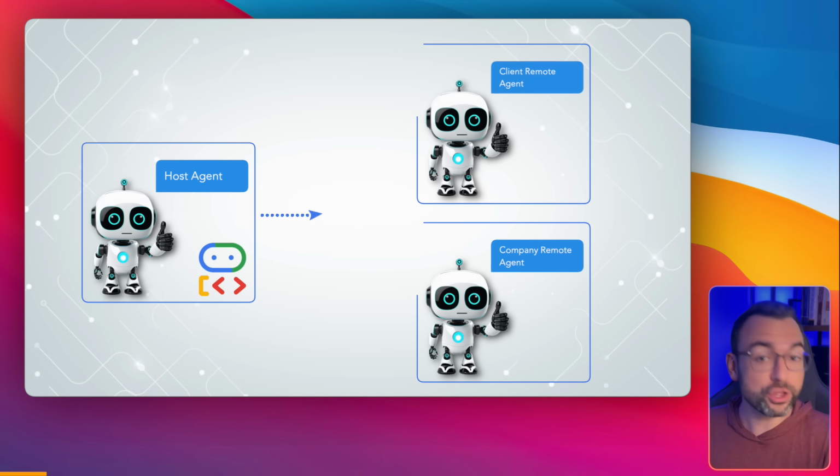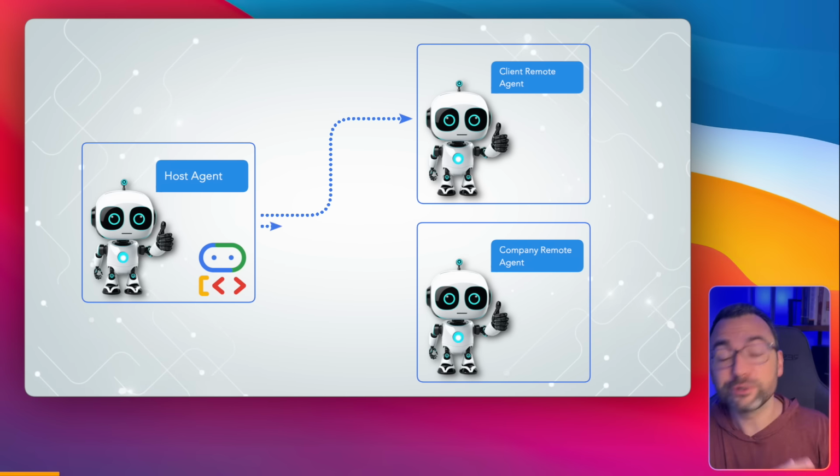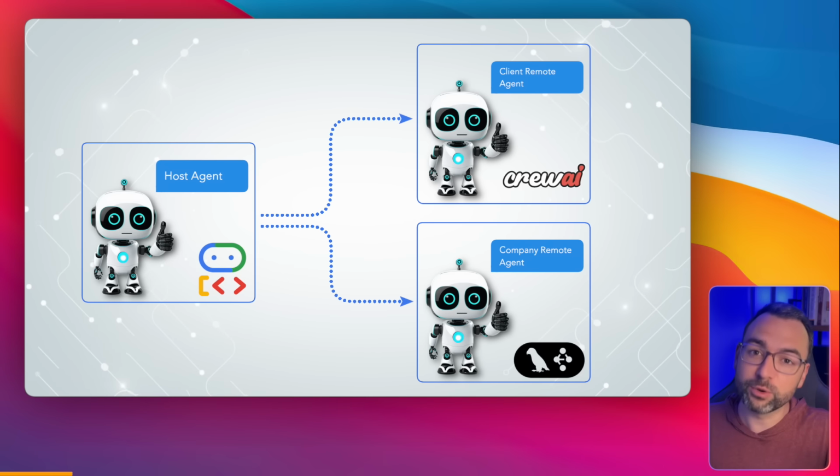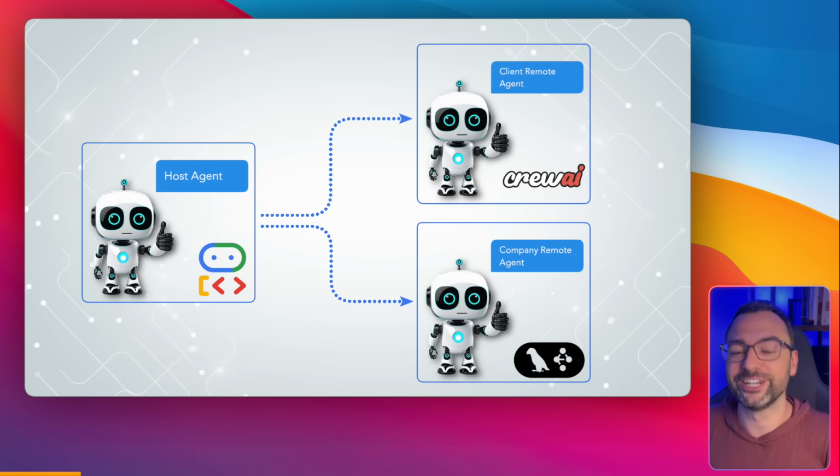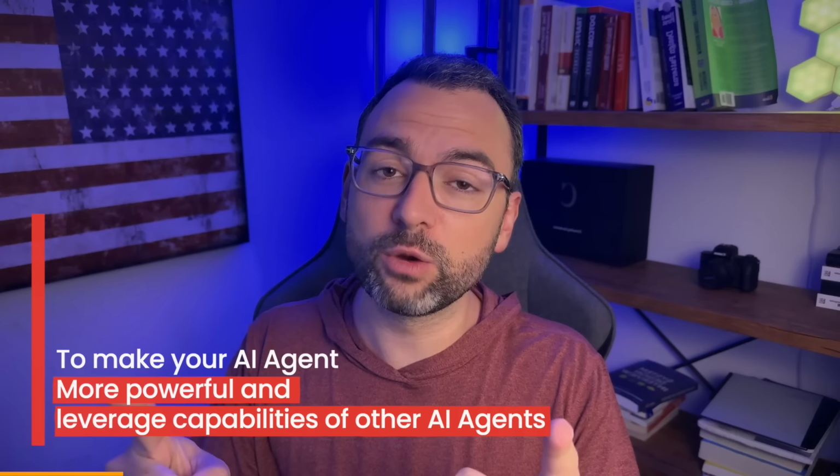Hey guys, Google just released their A2A protocol, which allows you to connect your AI agents to other agents created by other developers and companies, no matter which framework they're using underneath the hood. So if you want your AI agents to be more powerful and leverage the capabilities of other AI agents, you're definitely going to want to watch this whole video all the way through so you can learn how to master this new A2A technology.